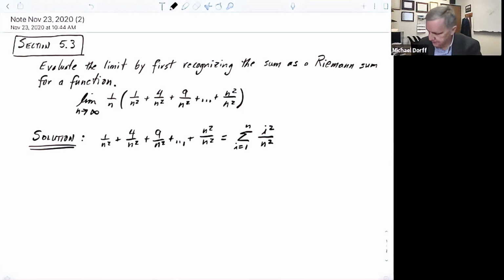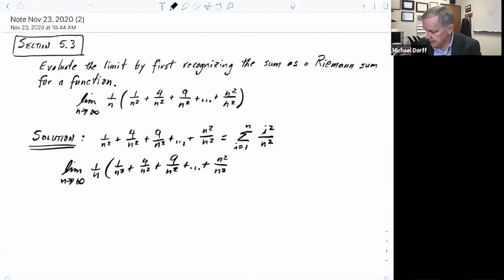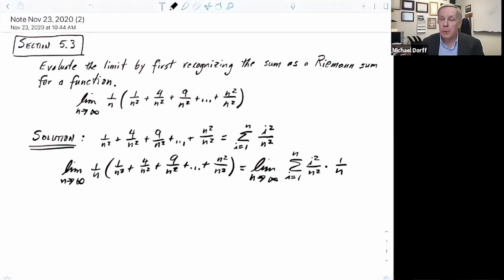So that matches. Then our limit in the original problem is equal to the limit as n goes to infinity of the sum i equals 1 to n of i squared over n squared times 1 over n. Does it matter if I put the 1 over n before the i squared over n squared or after? It doesn't really matter; either one is right. So that is another way I could write this limit, and I think of this as a Riemann sum.